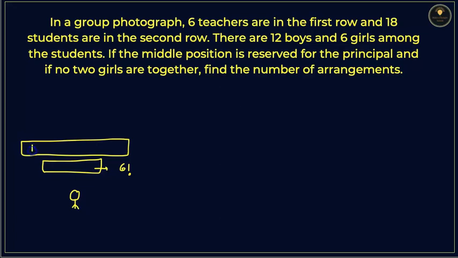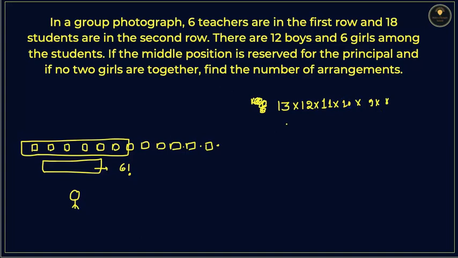Which means that if I am placing all the boys, I will write 1, 2, 3, 4, 5, 6, 7, 8, 9, 10, 11, 12. There are a total of 13 positions in which we have to place all these 6 girls. Out of 13, we have to choose one place. So I am choosing one place, then we are having remaining 12 places, then 11, then 10, 9, then 8. Now we can also write this value as 13P6.